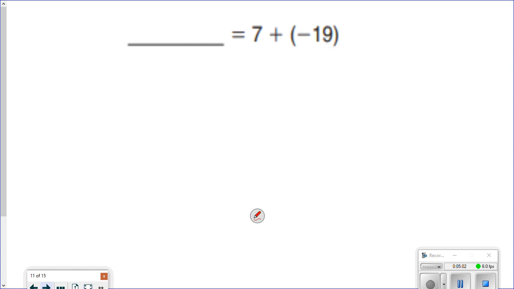7 plus a negative 19. This is how I always tell kids when I'm teaching them: your bigger number is the negative number, so your answer is negative. I'm going to get rid of a positive 7 from both sides. So take 7 away from that 19, so my answer is a negative 12.